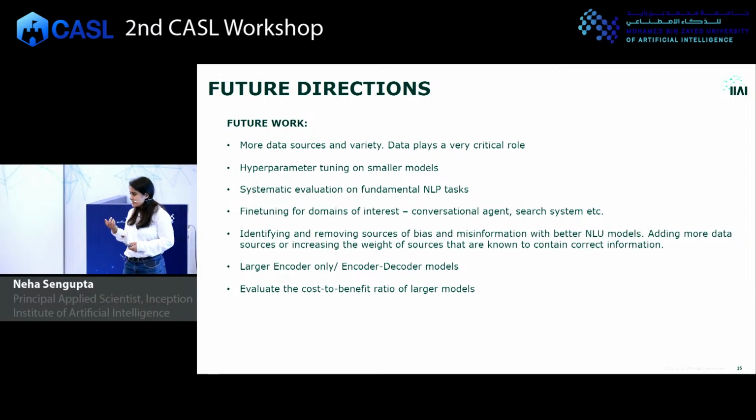We are also looking at encoder-decoder models, as I said, which might help us to introduce some degree of control in the generation of the model. And evaluate the cost-to-benefit ratio of larger models. We have trained all the way from 1.3 billion to 13 billion parameter models. The idea is to see not just the cost of training each model, but also the incremental benefit of going larger, not just going larger for the sake of it.